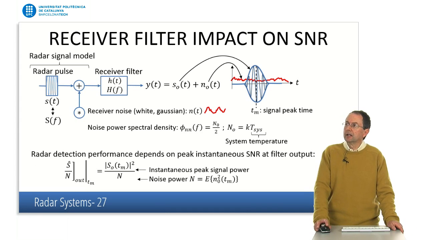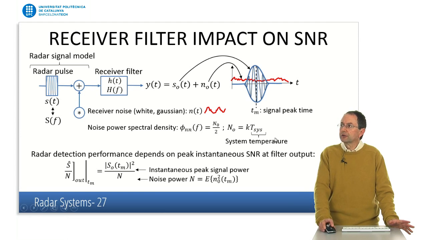Then, when we receive the echo, we can process this echo in different ways, and one of the important parameters is that the receiver has a limited bandwidth, and this is defined by a filter. So one of the interesting questions here is, how should we design this filter in such a way that we obtain the maximum signal-to-noise ratio?